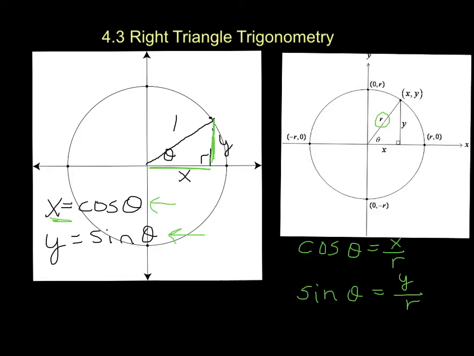So if cosine of theta is x over r and sine of theta is y over r, then we can also think about these things in terms of just the triangles and where the x and the y are located with respect to the theta.